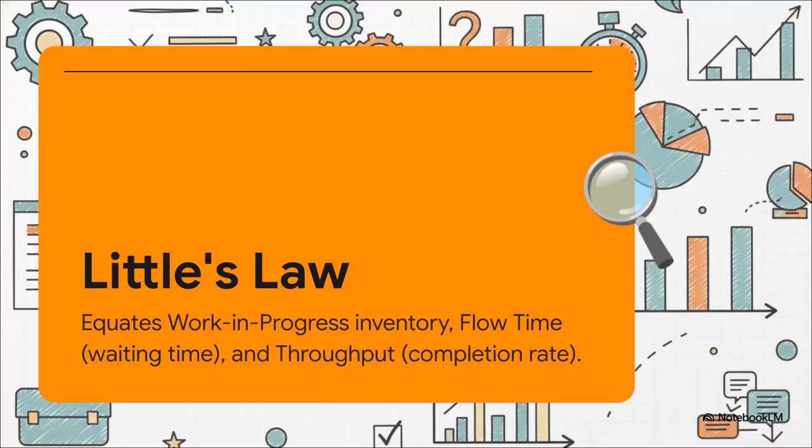So, in simple terms, the law shows that the amount of stuff you have going on in your system at any one time is a direct function of how fast you're finishing things and how long each one of those things takes to get through. It creates this beautiful, predictable relationship between your inventory, your speed, and your delivery time. And look, understanding this is the first step to actually controlling your process instead of letting it control you.